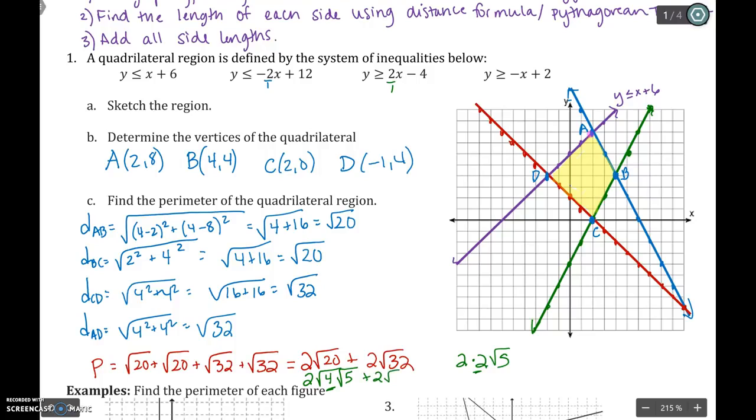And then this one, the 32, would be a 16 and a 2. So this would become 2 times 4 radical 2. And so we would have 4 radical 5 plus 8 radical 2 for our final answer here.